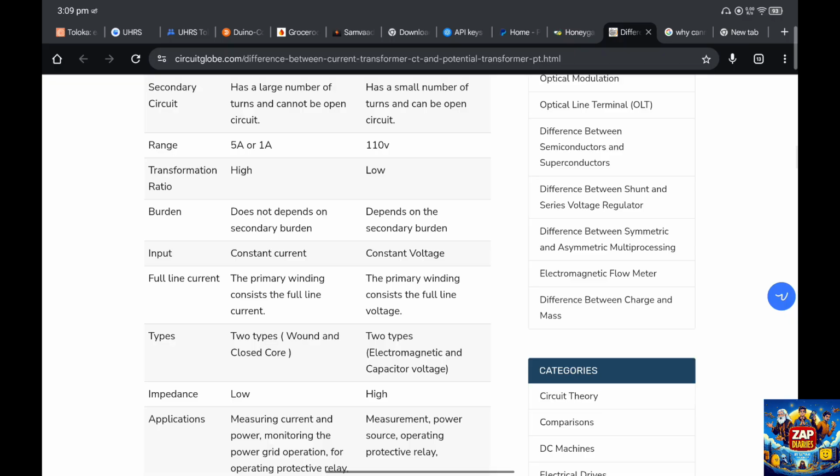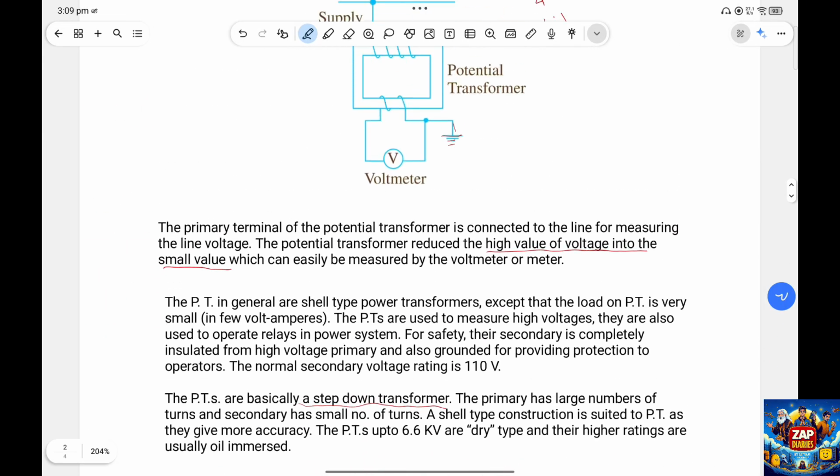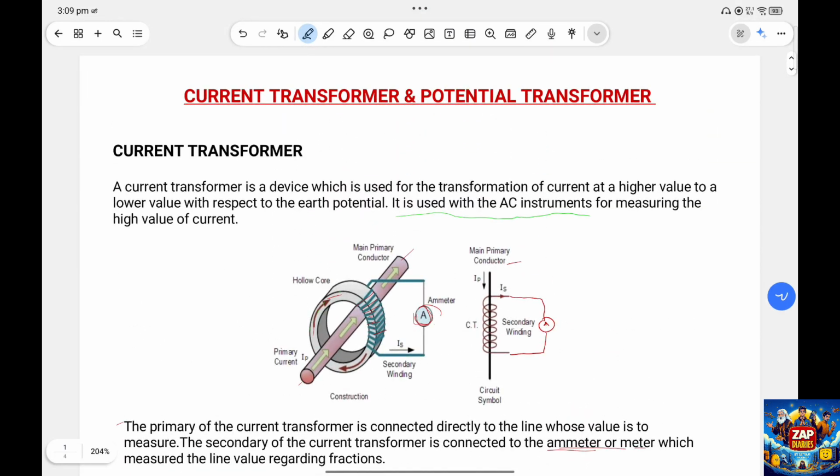Okay, so this video is all about the CTs and PTs, the two most important types of instrument transformer.